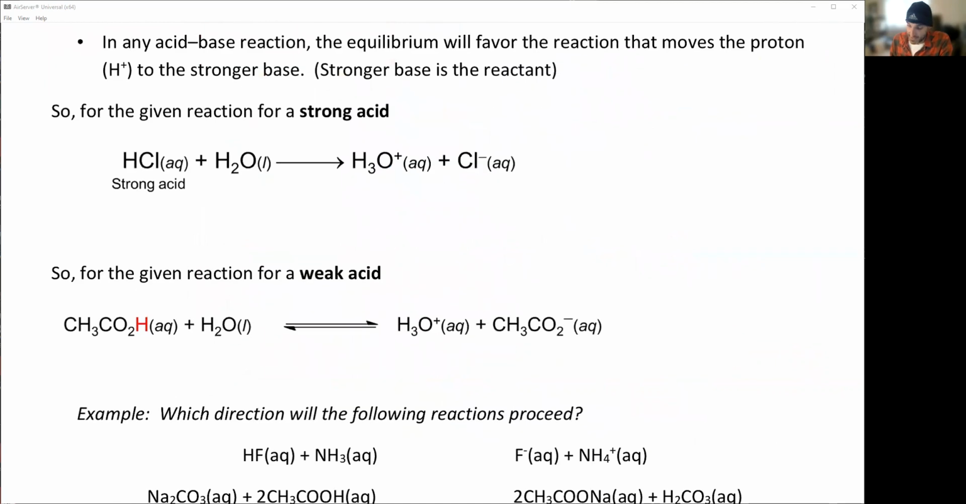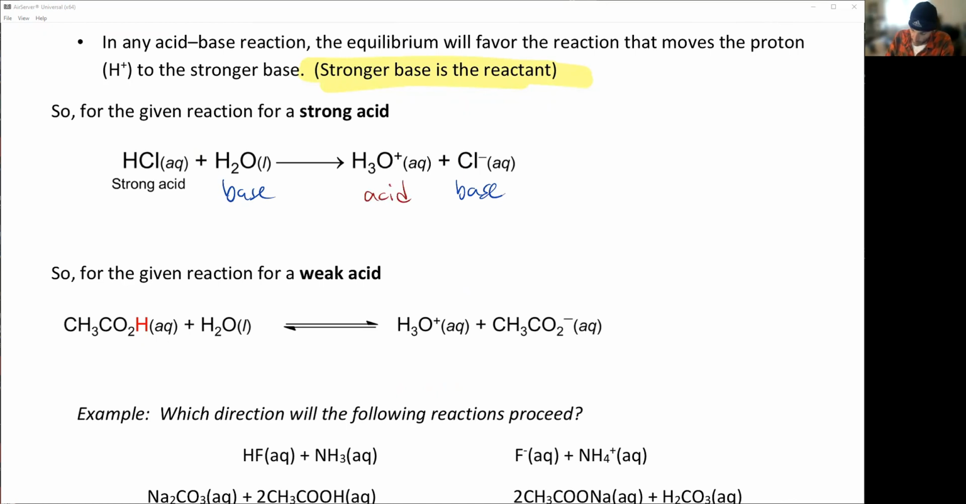So in an acid-base reaction, we always look at the base to determine which direction is going to be preferred. The stronger base is always going to be the reactant. The stronger base is going to do a good job of ripping the proton away from the weaker acid ultimately. So we always look at the bases. Here, this is the base. I'm using blue for bases. This is the base, and so is this. Those two are the bases. The other two things are acids.